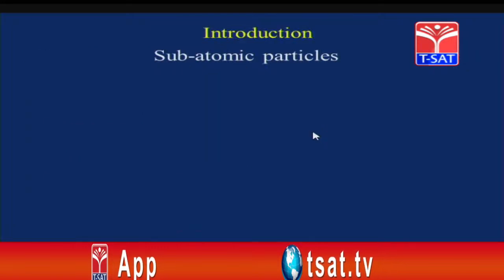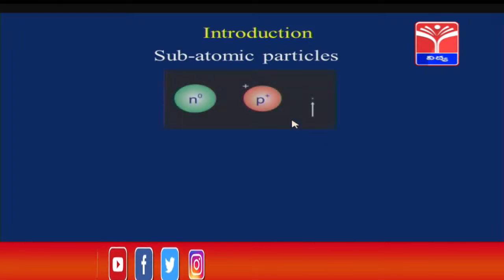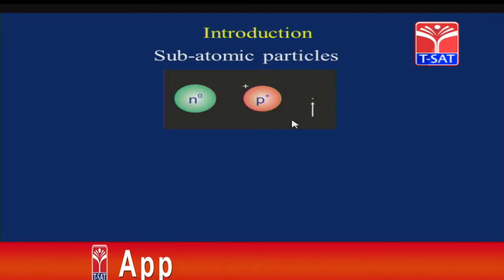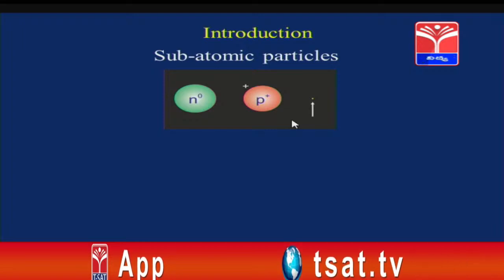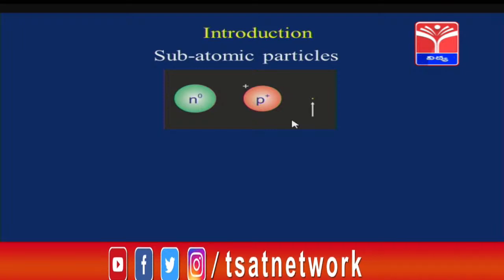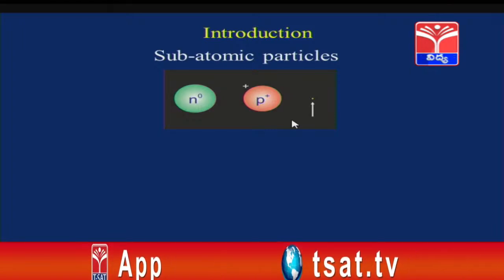In our previous session, we discussed subatomic particles. There are three subatomic particles inside the atom: electron, proton and neutron. Electron is a negatively charged subatomic particle, proton is a positively charged subatomic particle, and neutron is neutral. Electron mass is negligible, as proton mass is 1836 times more than the mass of an electron. Neutron mass is almost equal to the mass of a proton.